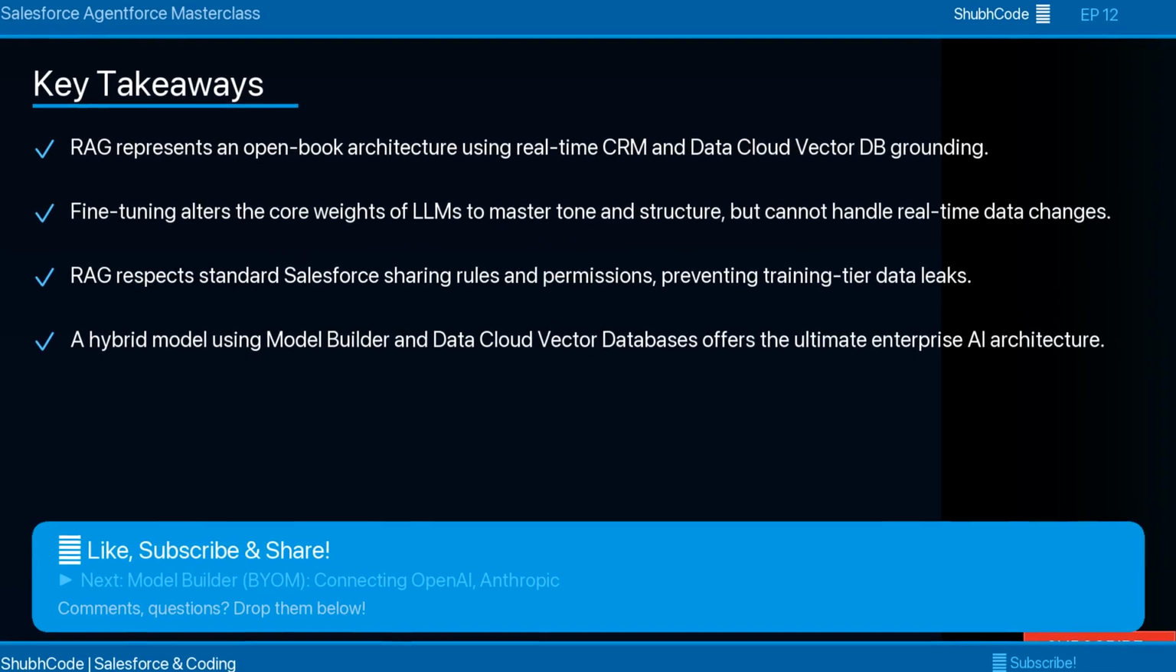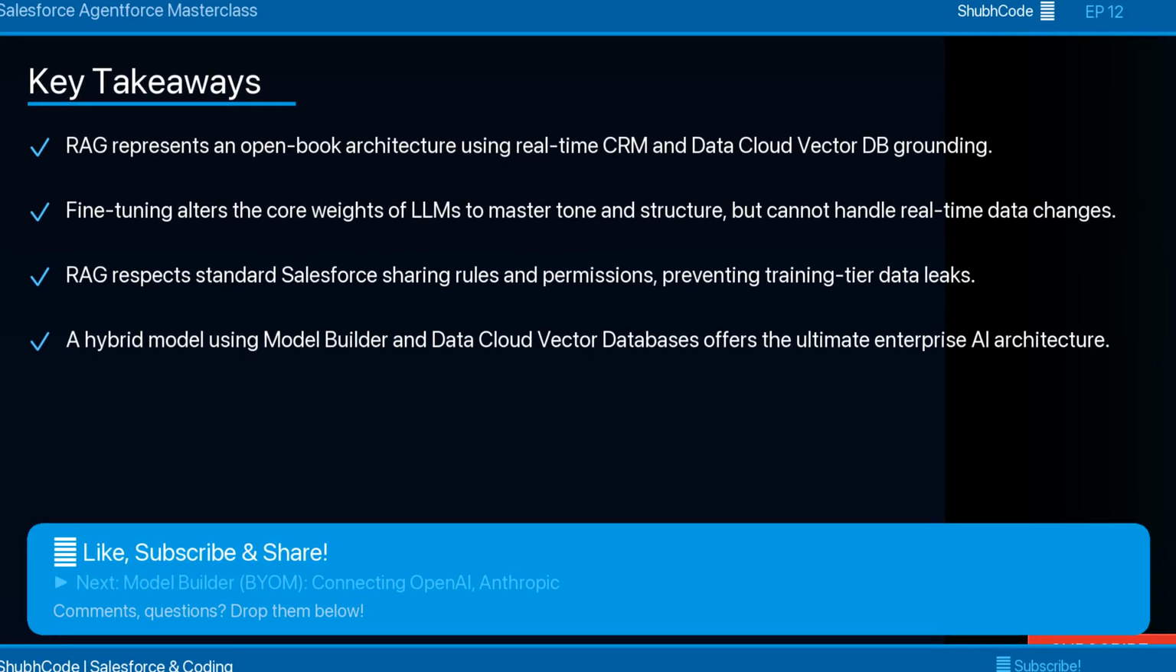Alright, let's wrap up. Here are the key things to remember. RAG represents an open book architecture using real-time CRM and Data Cloud vector DB grounding. Fine-tuning alters the core weights of LLMs to master tone and structure, but cannot handle real-time data changes. RAG respects standard Salesforce sharing rules and permissions, preventing training tier data leaks. A hybrid model using Model Builder and Data Cloud vector databases offers the ultimate enterprise AI architecture.